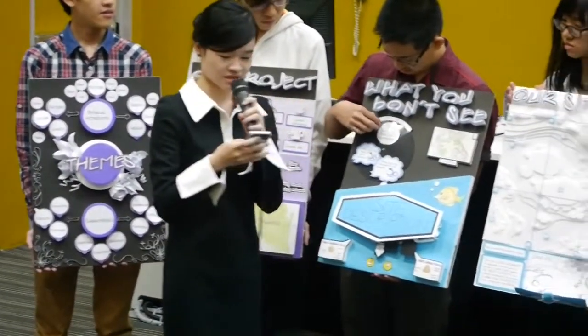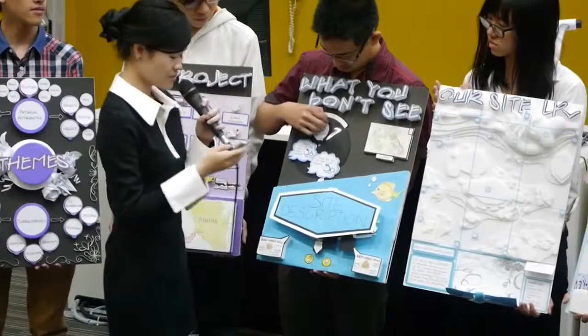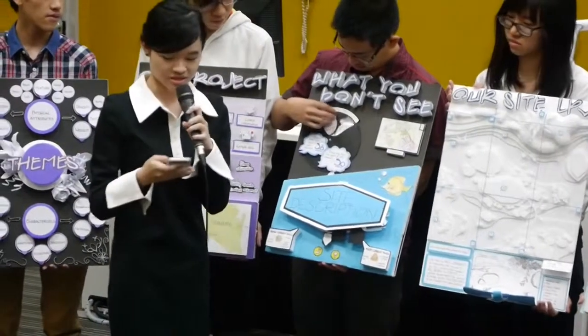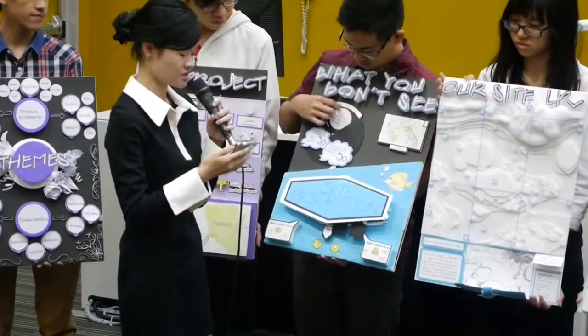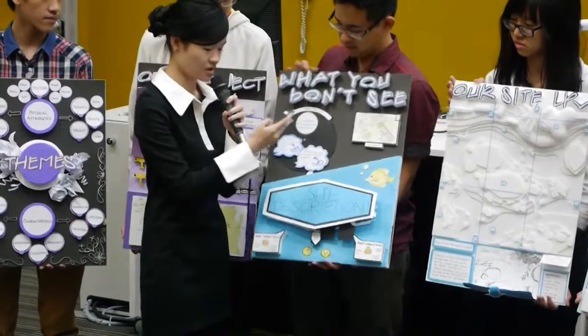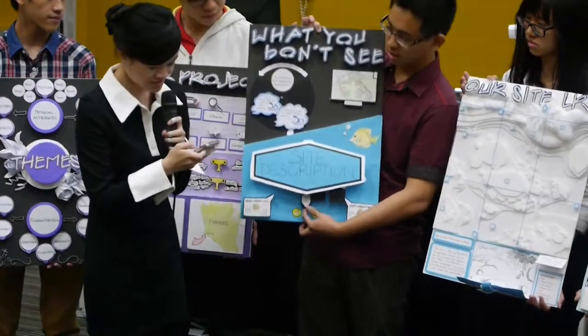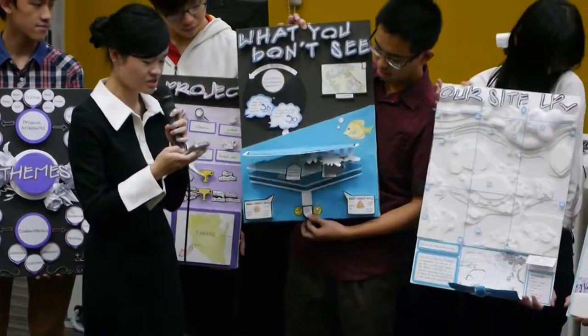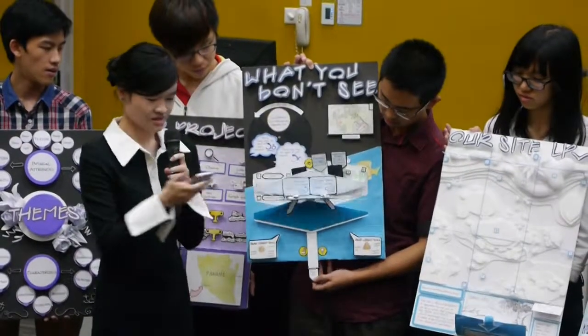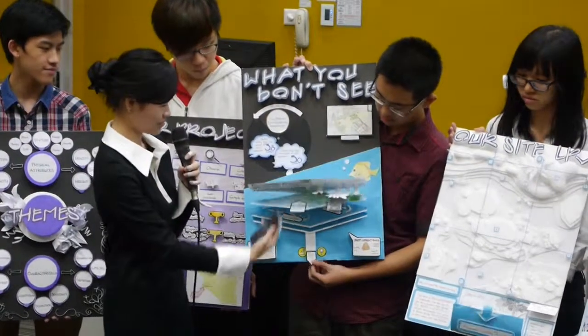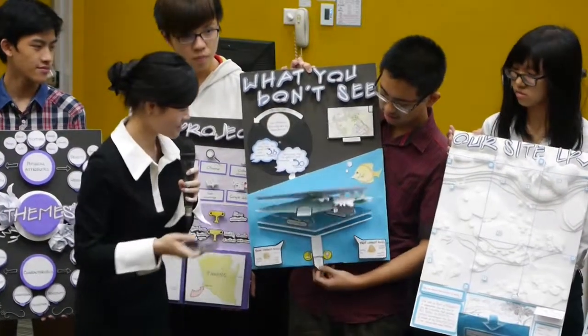The fourth board is titled What We Don't See. It is basically an introduction to our site. The data represented here is wind speed, sun rotation, temperature, the river current, and location of each specimen found. It's depicted through this flip-up pulley here that you can see.